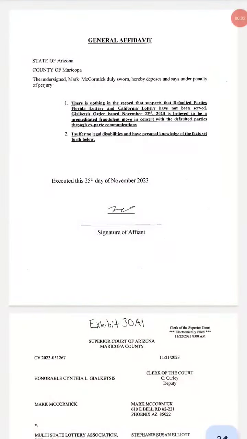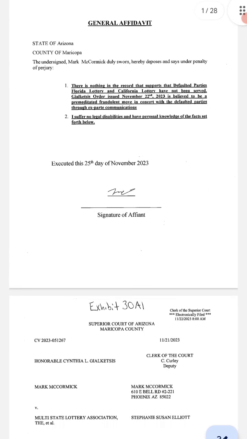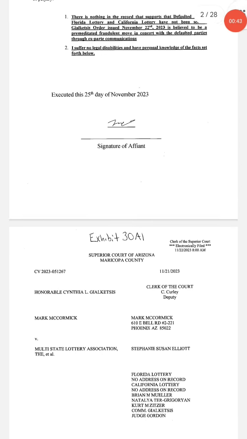Now, these are the exhibits that we turned into the court attached to that motion that you just heard me read. Okay, but we opened it up with a general affidavit. We started it with a general affidavit, and it says there is nothing in the record that supports that the defaulted parties, Florida Lottery and California Lottery, have not been served. Gialketsis' order issued November 22nd, 2023 is believed to be a premeditated fraudulent move in concert with the defaulted parties through ex parte communications. Number 2, I suffer no legal disabilities and have personal knowledge of the facts set forth below. Okay. All right.